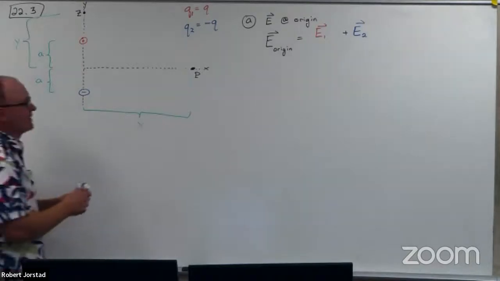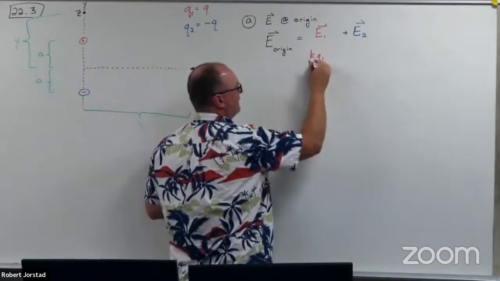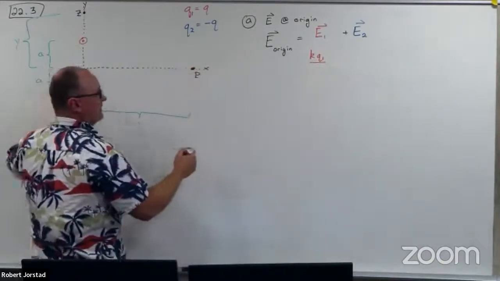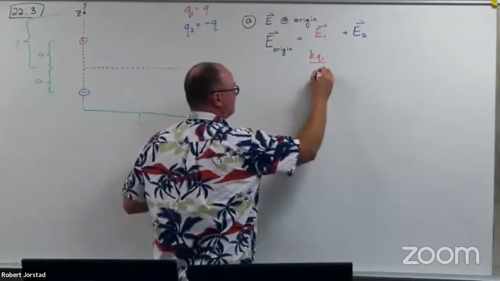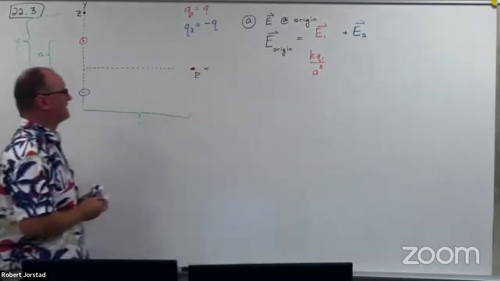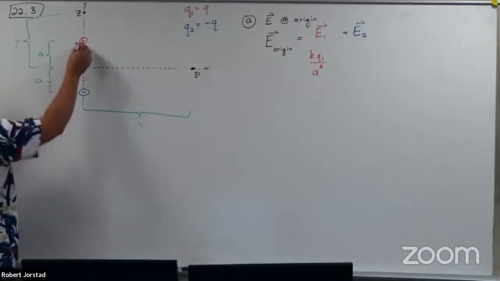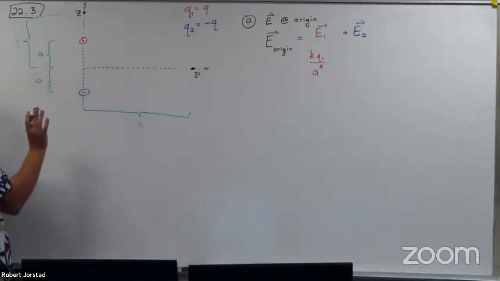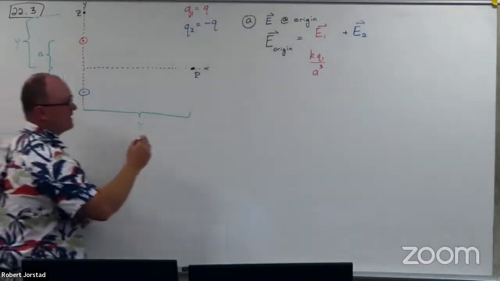All right, so now I'm just going to rock this out. This is going to be K, Q1, over the distance cubed. And now the vector going from here to the origin, that's the vector I need. The distance is a, the vector is a negative j hat.